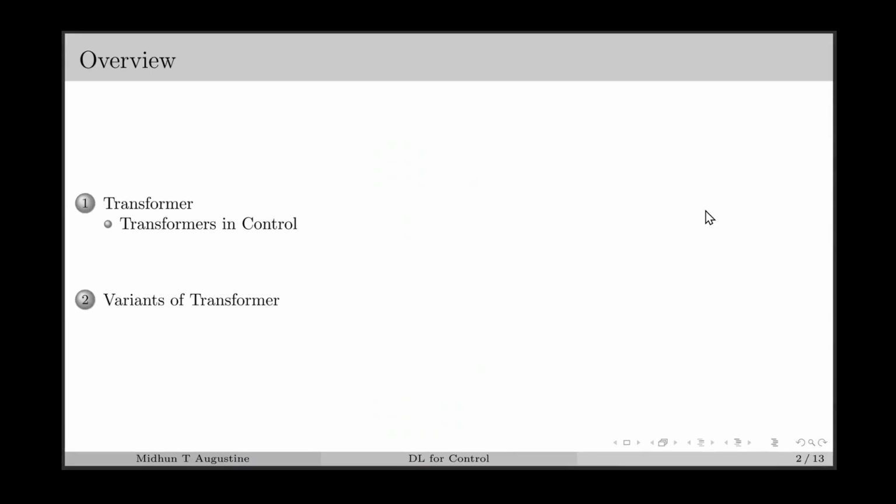Here is the overview of this lecture. We will be giving a brief introduction to transformer and also its application in control. Then we discuss the different variants of transformer networks.